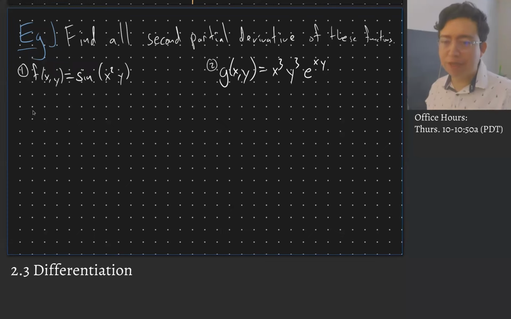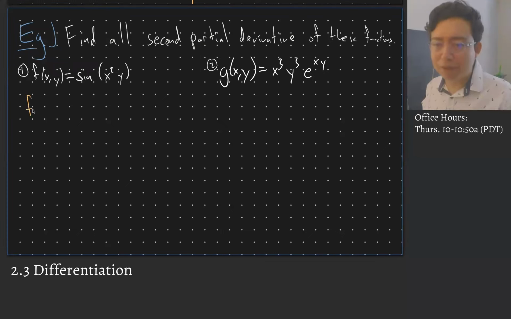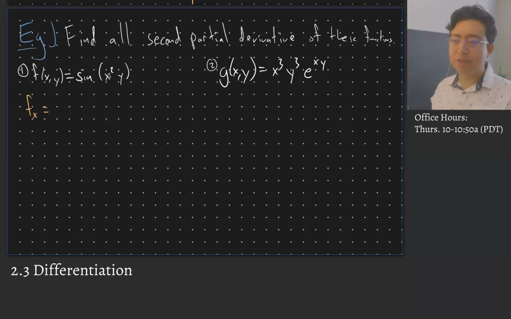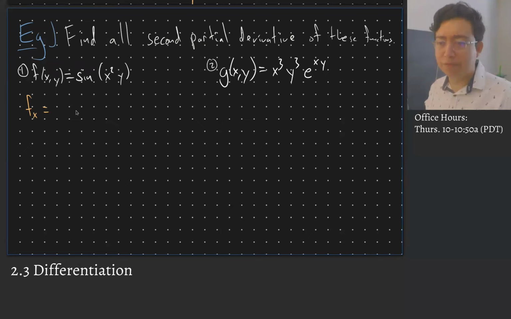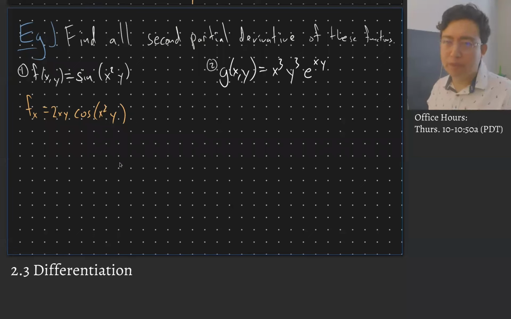So the first thing I'm going to do is compute the first partial derivative with respect to x. So f sub x is equal to this derivative with respect to x. So we have to do a little bit of a chain rule here, right? So first of all, we have cosine of x squared y, but then we have to multiply by the derivative of the inside, which in this case is 2xy, right?